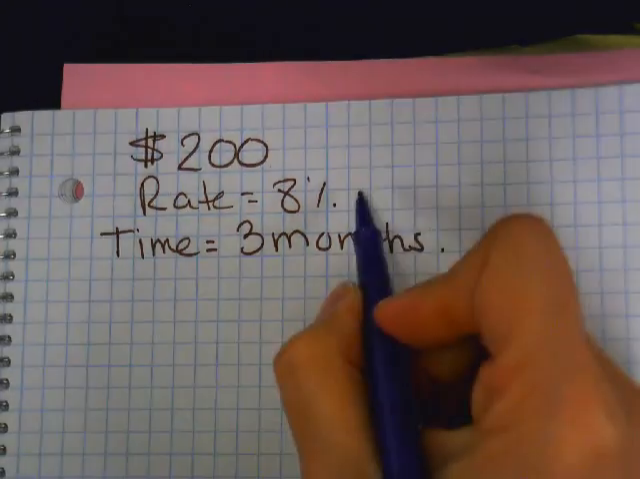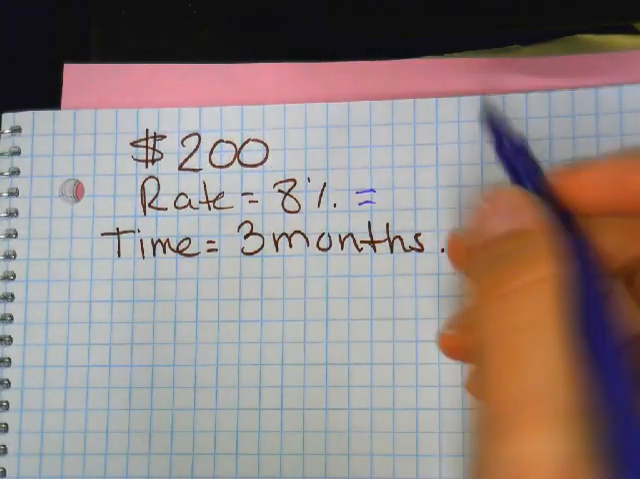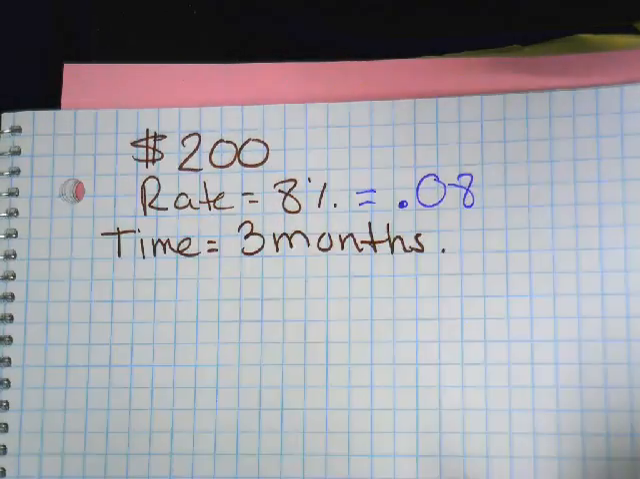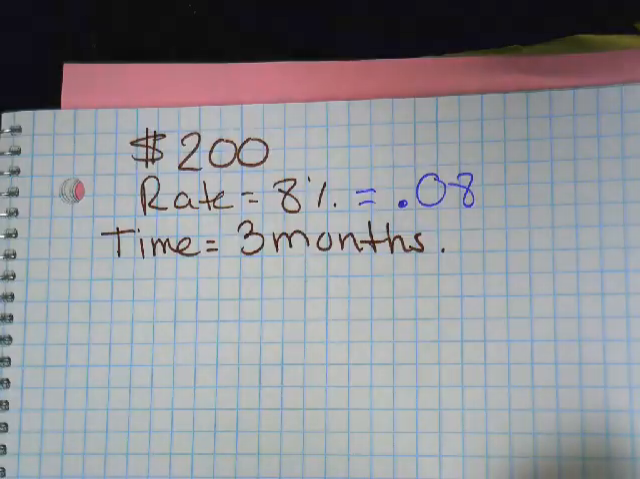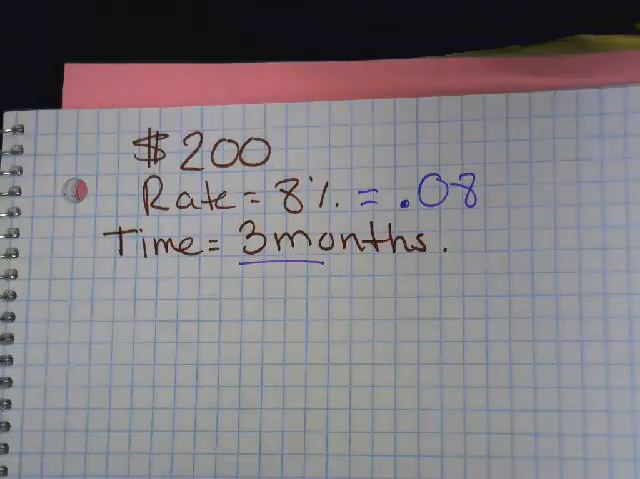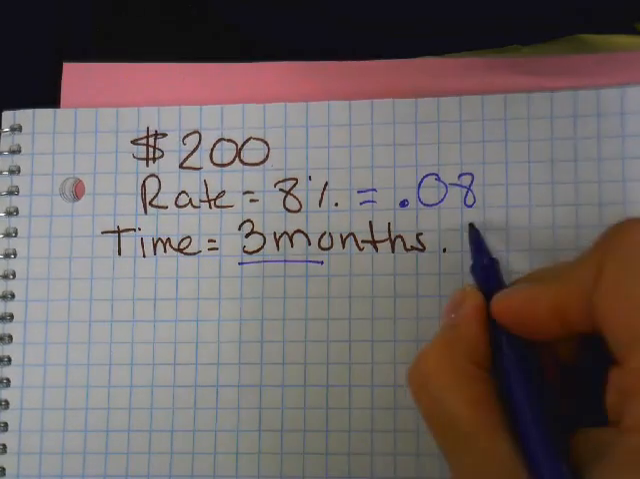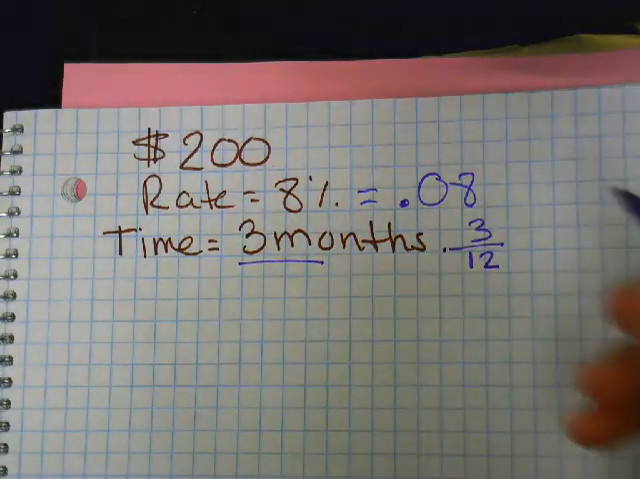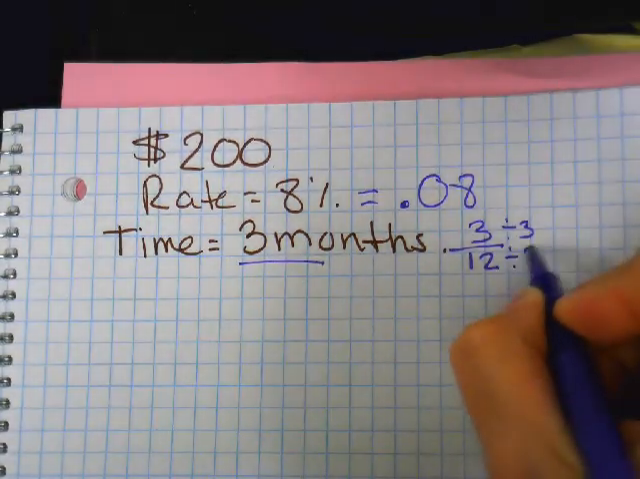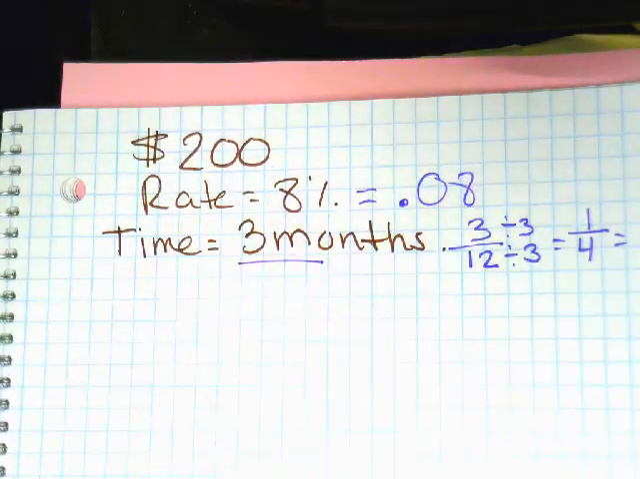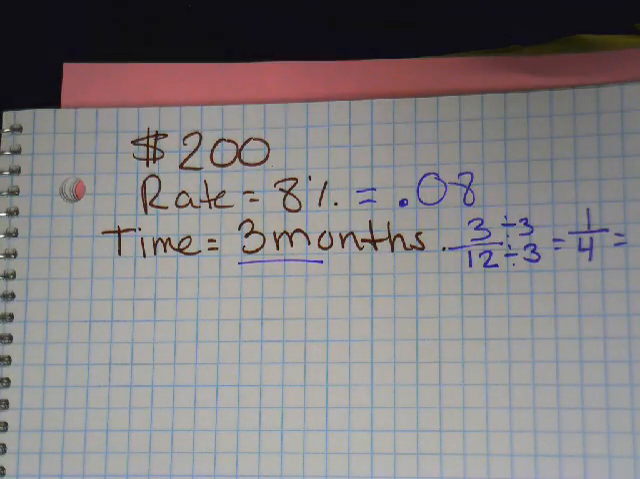8%. What is 8% written as a decimal? 0.08. Good. 3 months. Is it going to be 0.3? No. Math is not that easy. What is 3 months as a fraction? Very good. 3/12. Let's simplify this by dividing by 3. Very good. Now in 7th grade, you should be able to look at 1/4 and know the answer right away.